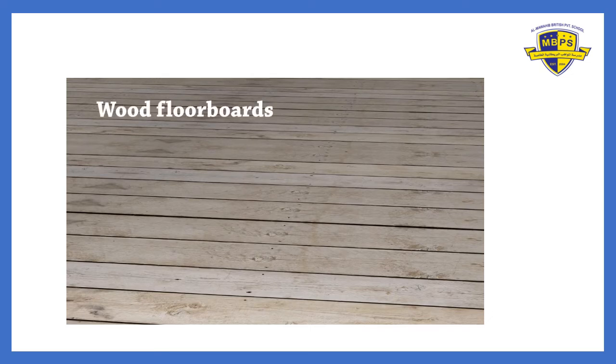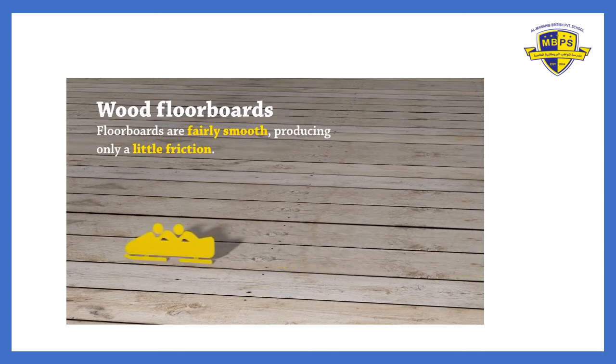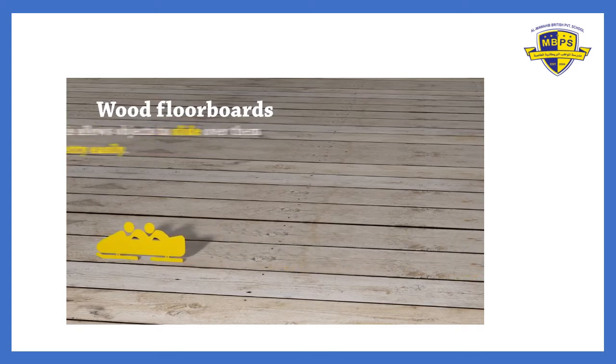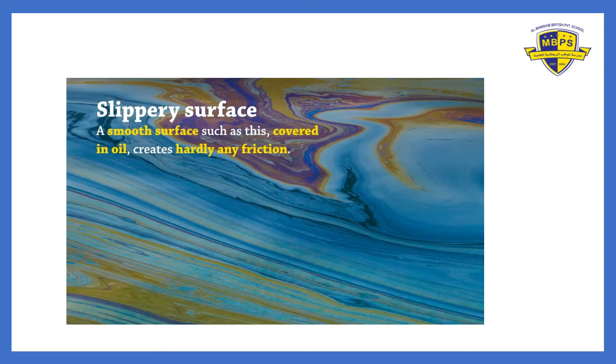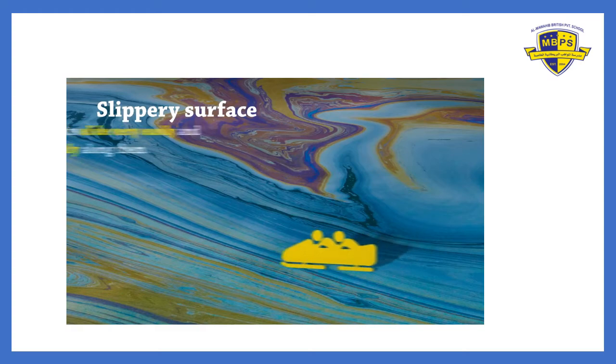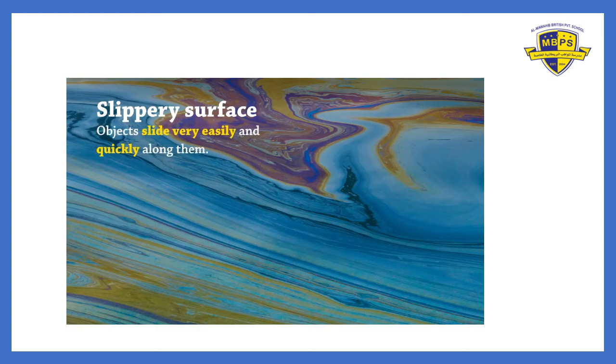Wood floorboards. Floorboards are fairly smooth, producing only a little friction. This allows objects to slide over them pretty easily. Slippery surface. A smooth surface such as this, covered in oil, creates hardly any friction. Objects slide very easily and quickly along them.